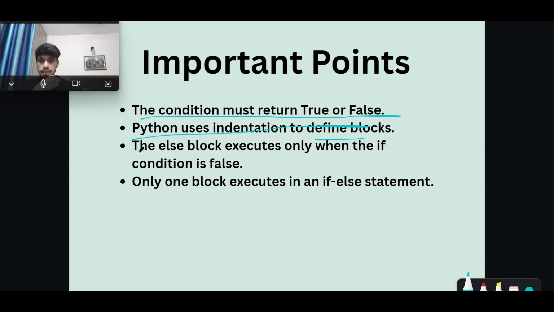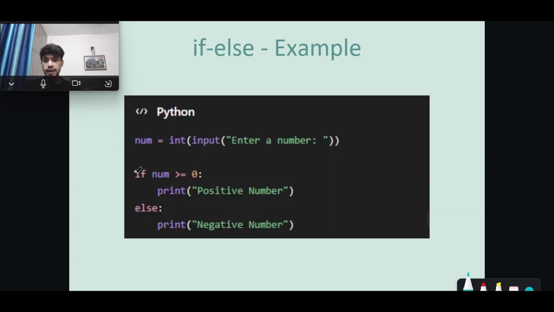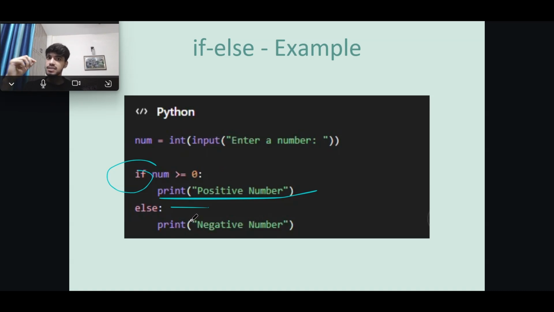Next line: the else block executes only when the if condition is false. Very important. It says that the else condition is only executed when the if condition is false. अगर if condition false ही नहीं होगी तो else कभी print ही नहीं होगी. अगर if true है तो if की statement execute होगी. अगर if true रहेगा तो else तो कभी print होगा ही नहीं. So it is simple.